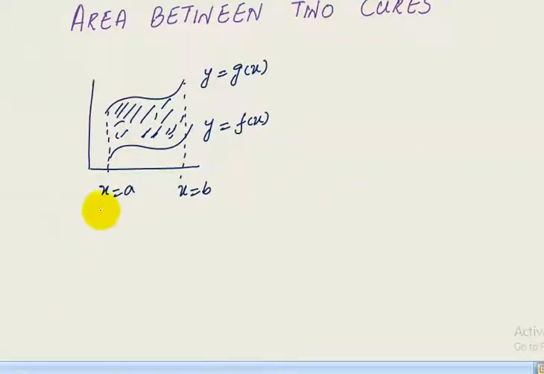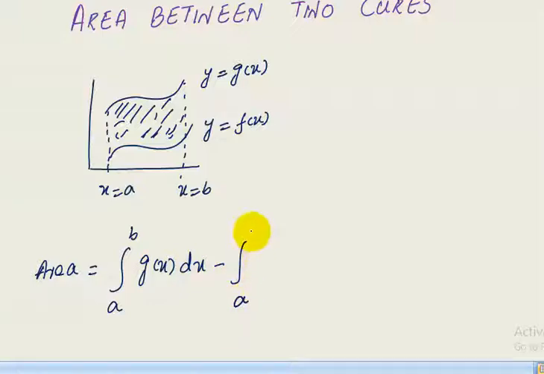This area can be found by using definite integral. Area is equal to integration a to b g of x dx minus integration a to b f of x dx.